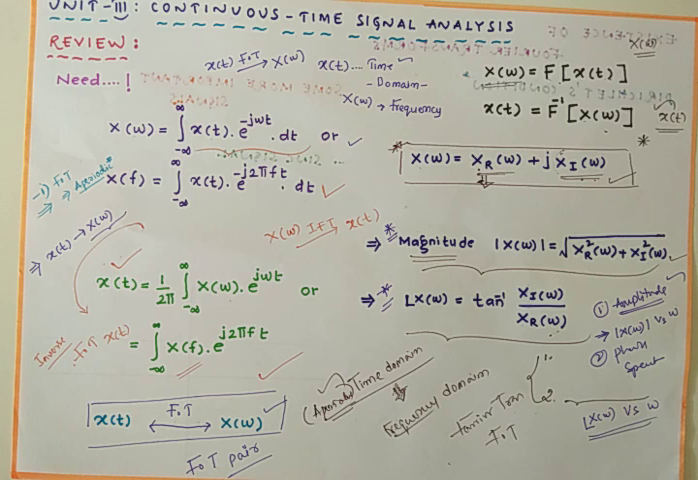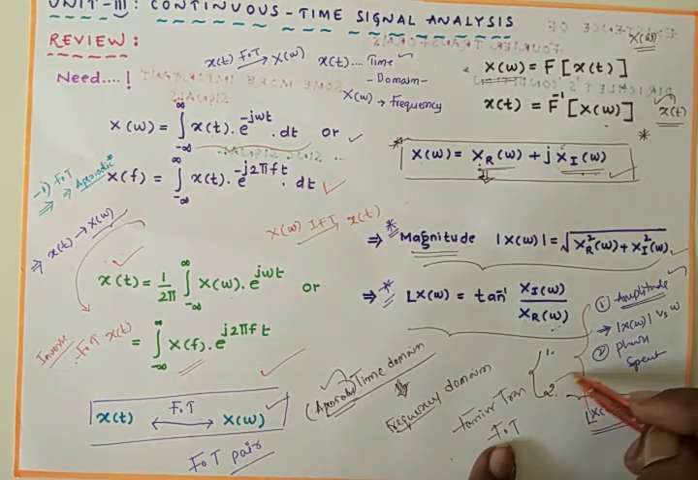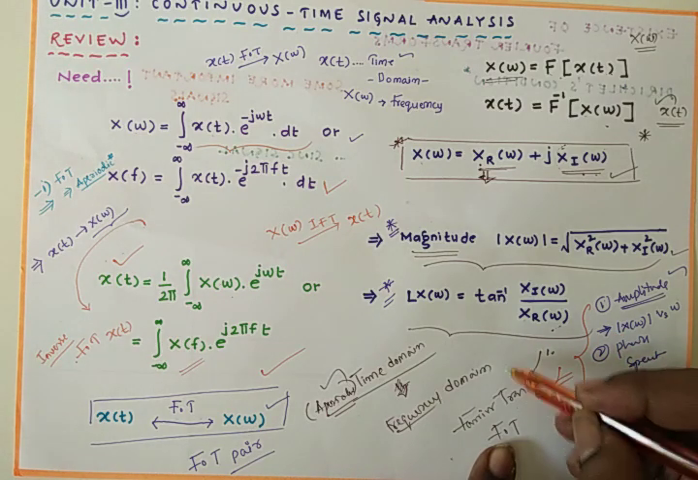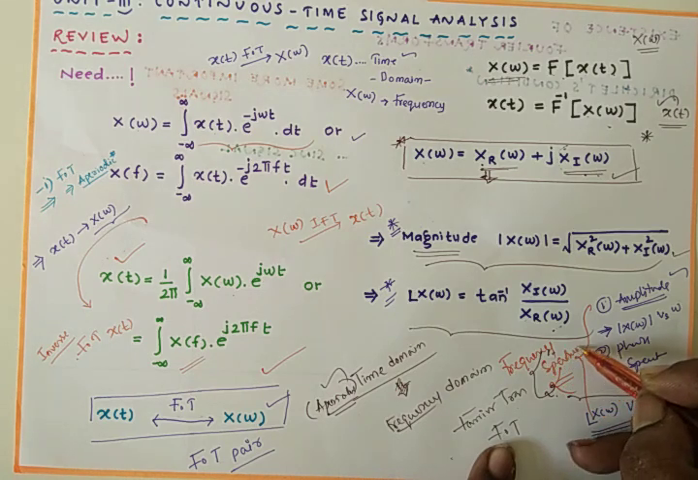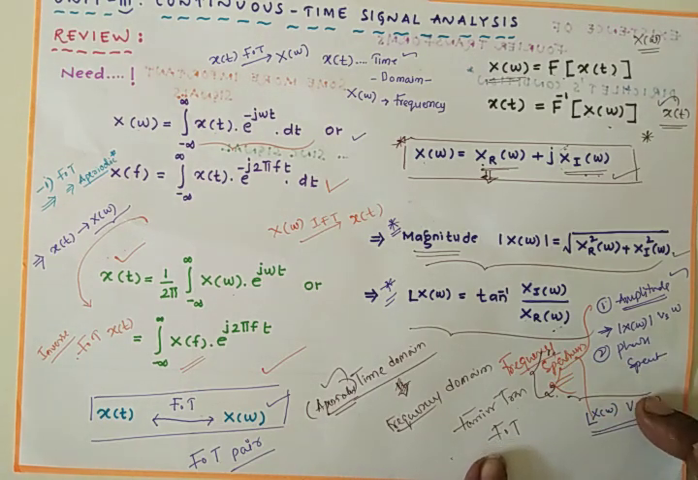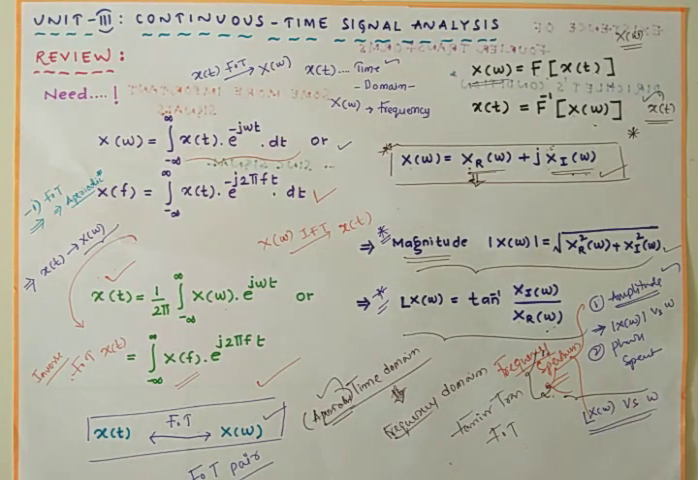The amplitude spectrum and the phase spectrum together are called the frequency spectrum. If we plot the amplitude spectrum and the phase spectrum together, we can call it a frequency spectrum, because the signal is represented by graphs plotted with respect to frequency only. So that is called a frequency spectrum.